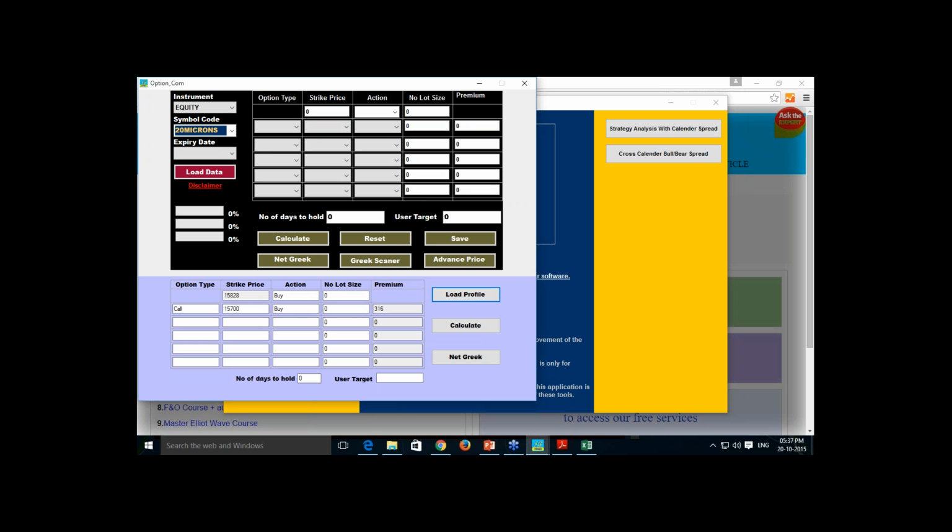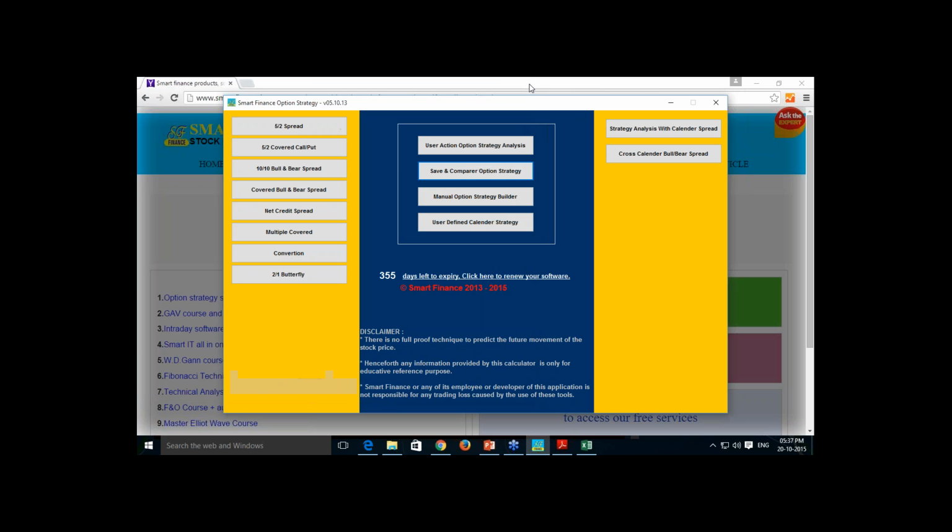You can see what the Greeks were when you took the trade and what the current Greeks are, so that you can formulate an adjustment. You can get a lot of things in this strategy tool. It is a fantastic tool for strategic traders, and one of the tools for advanced option trading we have.